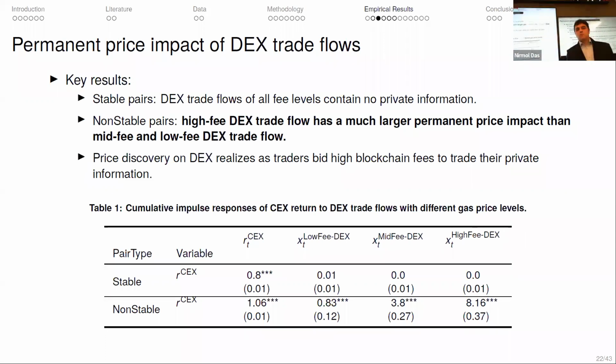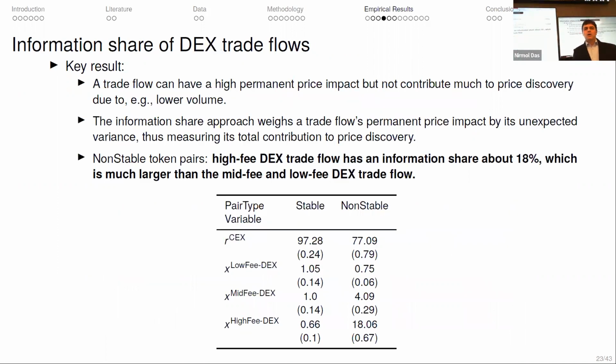And then in response to that, the market makers on the centralized exchange will update their quotes. So by comparing these three groups, we can argue that aggregate price impact is the largest for the DEX trade flows with high fees. Okay, so now the argument is that a trade flow can have a high permanent price impact. That's what we have seen in the previous slide.